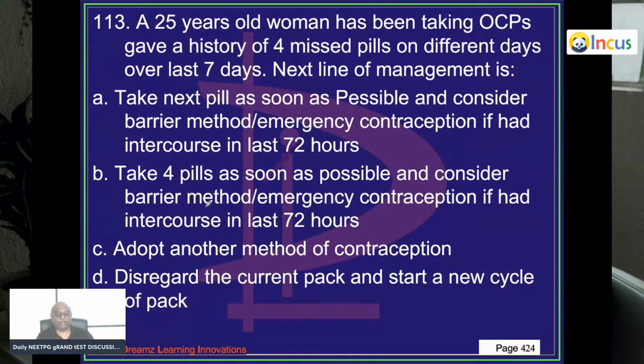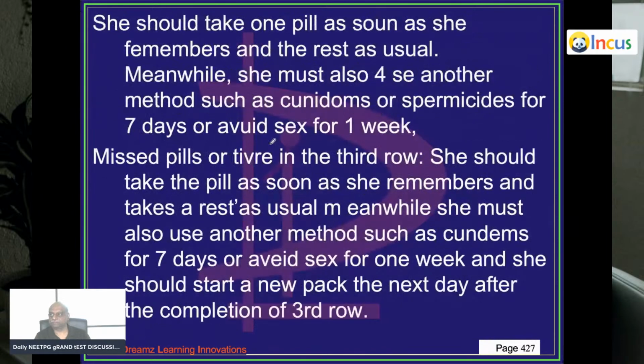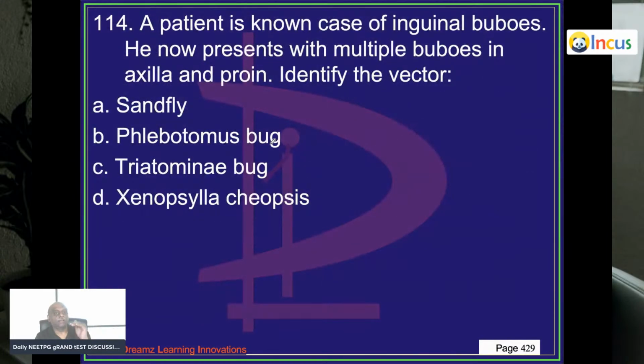25-year-old woman has been taking OCPs, gave history of 4 missed pills in the last 7 days. Next line of management is take the next pill as soon as possible and consider barrier method if had intercourse in the last 72 hours. So all these protocols of emergency contraception, regular contraception, entrance is not for 200 but only 198 because 2 questions come from contraception.